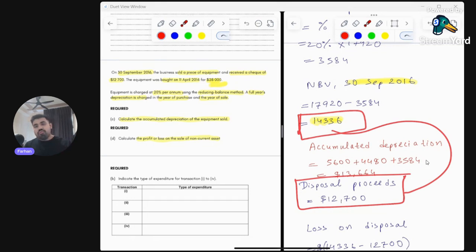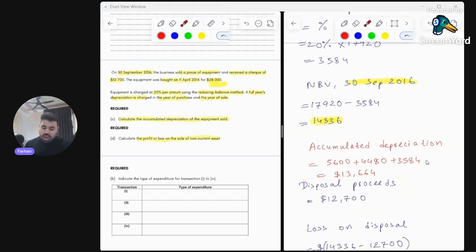$14,336. The net book value refers to the economic benefit that is still available within this non-current asset for the purpose of helping a business generate more revenue, right? So you understand the asset had more value within itself than what we ended up selling it for. The value we had was 14,336, but we ended up selling it for less at $12,700. What does that tell us?